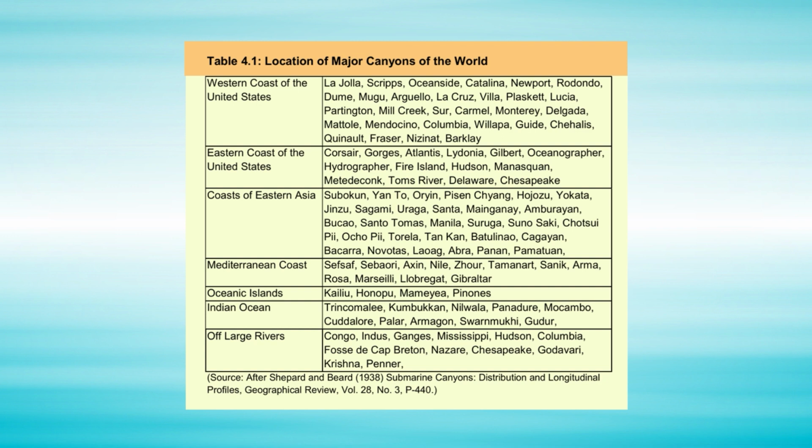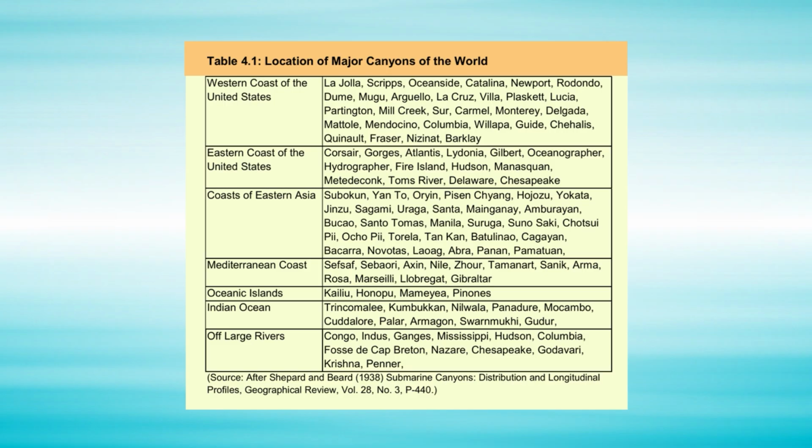In the western coast part of United States, La Jolla, Newport, Redondo, Monterey, the isobaths of Monterey Canyon I showed to you in the previous slides. Along the eastern coast of United States, we have Oceanographer, Hydrographer, and Delaware, Toms River, Chesapeake submarine canyons, to name a few. Otherwise, the list is available. And likewise, along the Mediterranean Sea, we have Gibraltar, Marseille, to name a few.